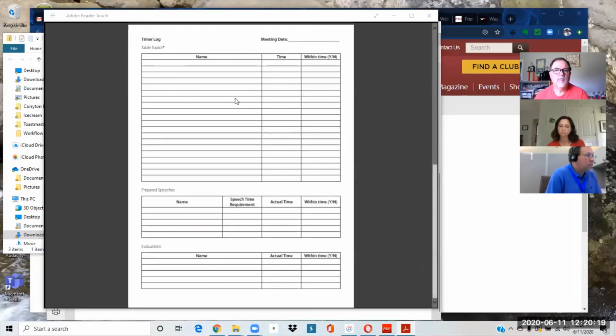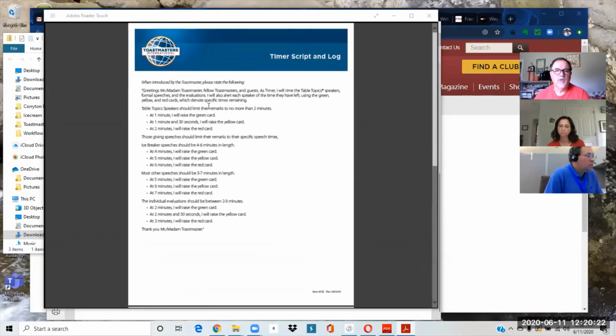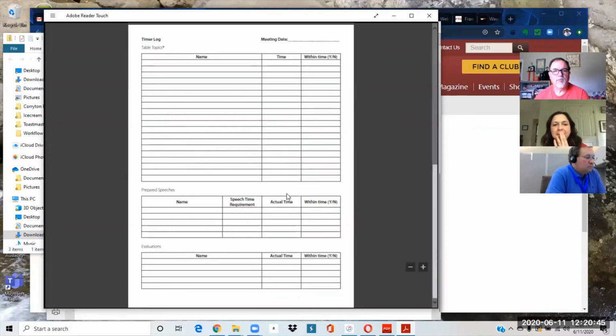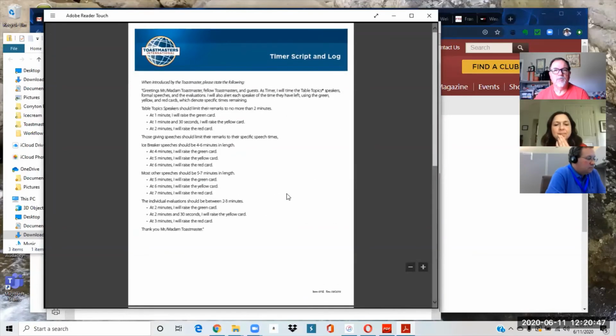Better. There it is. That tells you that I like this script because it actually tells you, most speeches are 4 to 7 minutes. It tells you when to raise the green, yellow, and red card. Icebreaker is this. The evaluations, there's the evaluations. When to raise your card for them. And the second page is actually where you write those down and keep time. So that's a pretty good little document there.